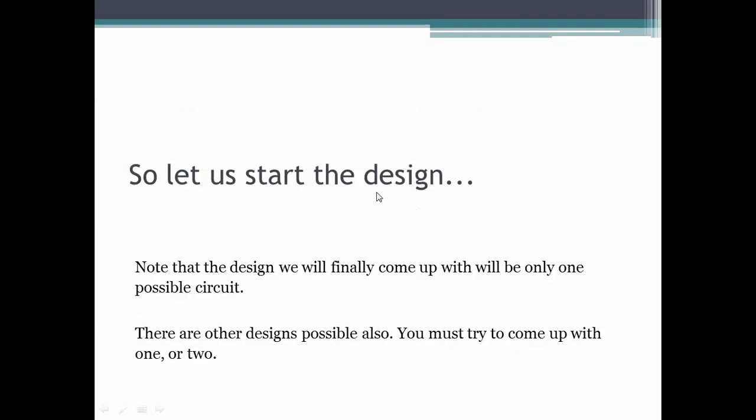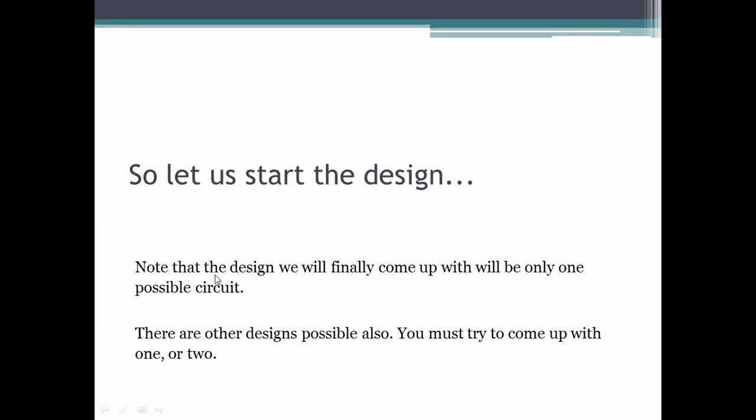Okay, so let's start the design. Now, I make a note here that of course we'll go through this detailed discussion, I think lasting over maybe 3 lectures probably, and we'll come up with a final circuit.